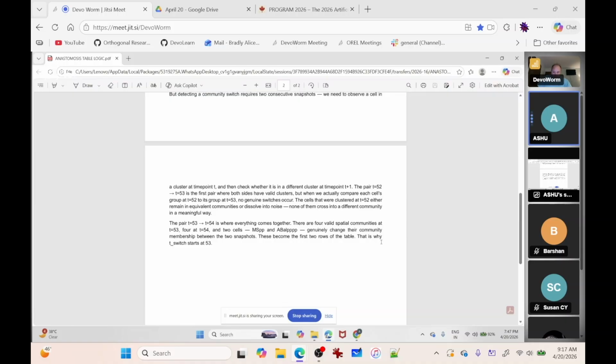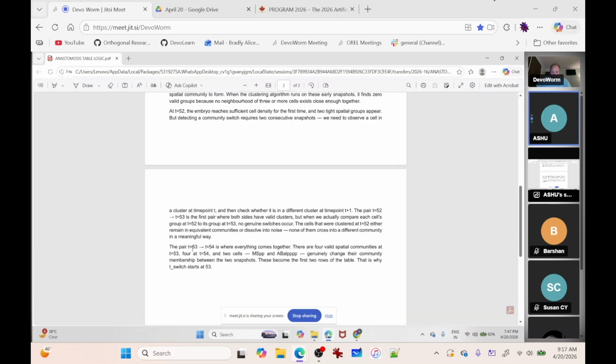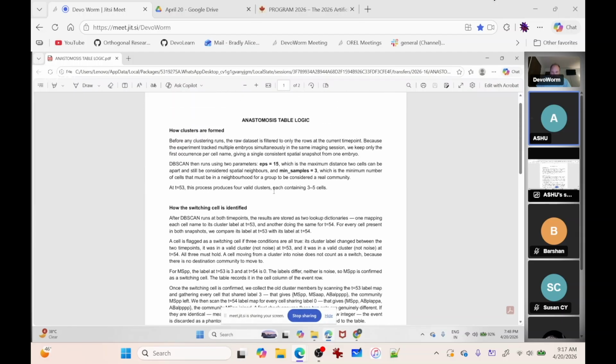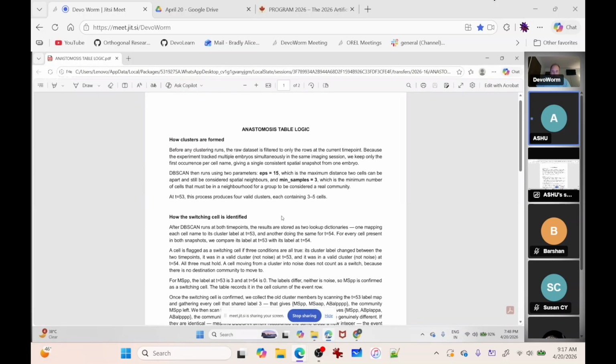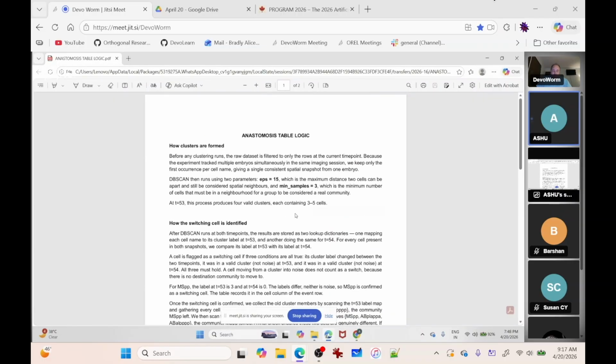There are 4 valid spatial communities at T53, and 4 at T54. And the two cells, MSPP and ABALPPP, change their community membership between the two snapshots. So that's why we have started from the 53 time point. These three were the main logic behind that table, and the rest were only the label and the time slot shift.